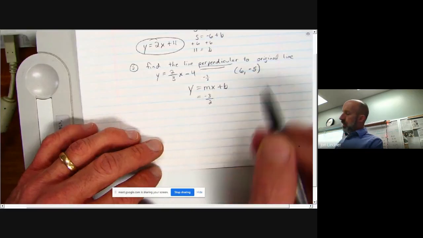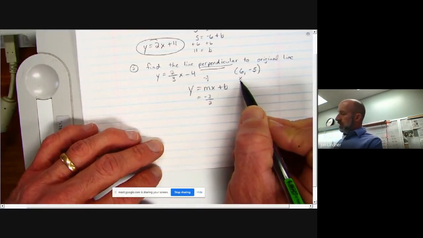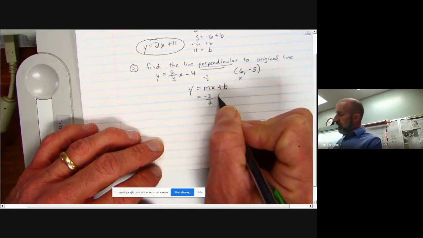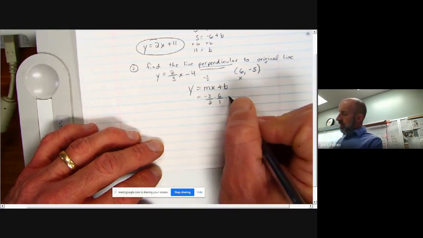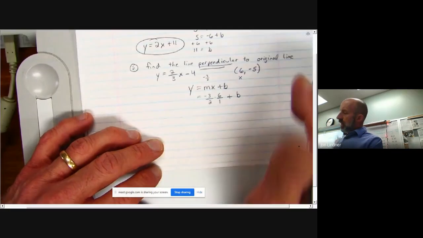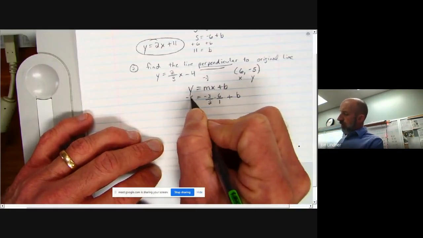All right. Here's my x value. My x value is 6. So I put the 6 in for x. I need to put it over 1 since it's being multiplied by a fraction. I'm looking for the b value. And I know that my y value is -5, so I put that right here.